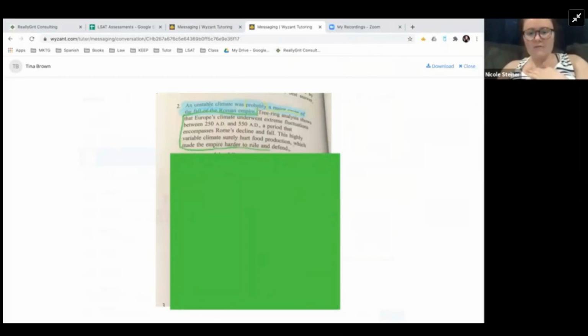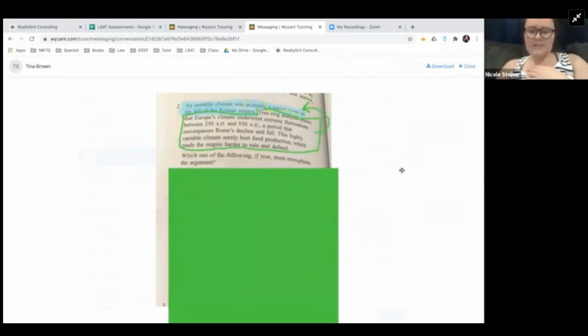Why are we saying all of this? We're saying all of this because we want to show that the unstable climate was a major cause of the fall of the Roman Empire. Is this a completely valid argument? No. There could have been lots of other things that were a major cause. But since this is a strengthening question, we get to pick any answer choice that we want, turn it into a premise, and add it to our stimulus. And if we add it to our stimulus, we should strengthen our conclusion. We're trying to strengthen this idea that it was the unstable climate.